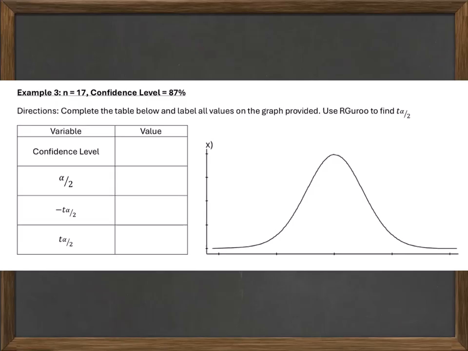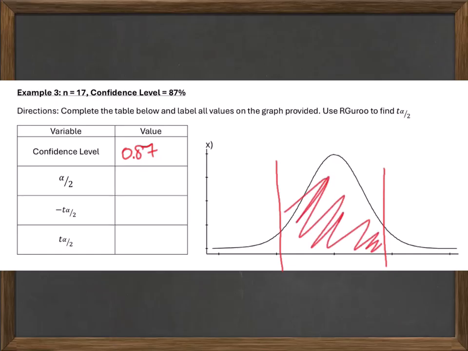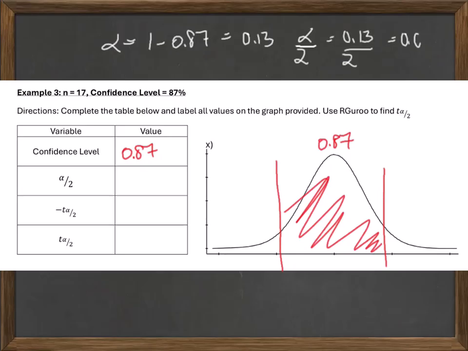So this time we have a sample size of 17 and a confidence level of 87. So let's go ahead and start filling this in. So we have an 87% confidence level. So again, what we're trying to do is find the t values that separate this middle 87% from these two tails. Okay, so if we want to find alpha, remember alpha is equal to 1 minus 0.87. So that is 0.13, and then alpha over 2 is going to be 0.13 over 2, which is 0.065. So we can fill that in, 0.065.